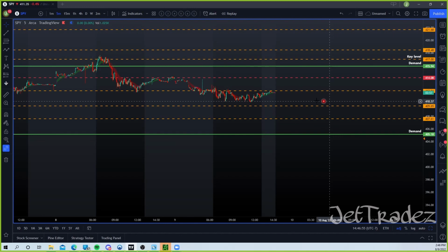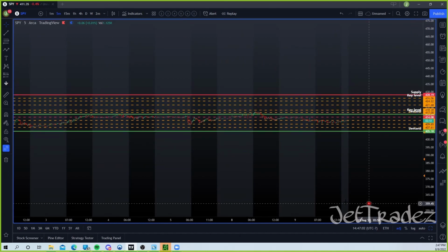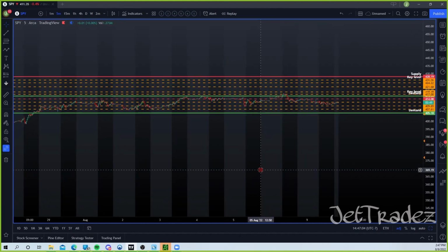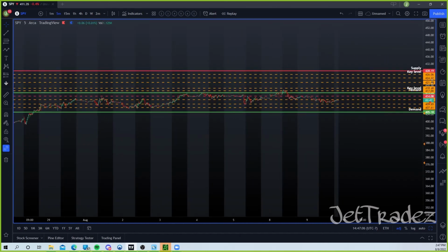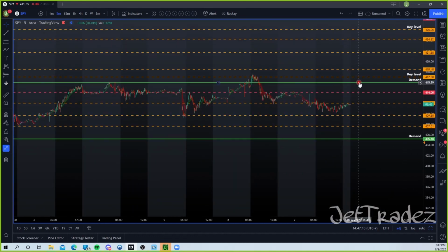Start off on the weekly, go to the daily, the 4 hour, and then the 1 hour, and that's it. Forget the rest. The rest is what it is. SPY tomorrow, just be careful over that 414.08. It's a critical area, really critical area.